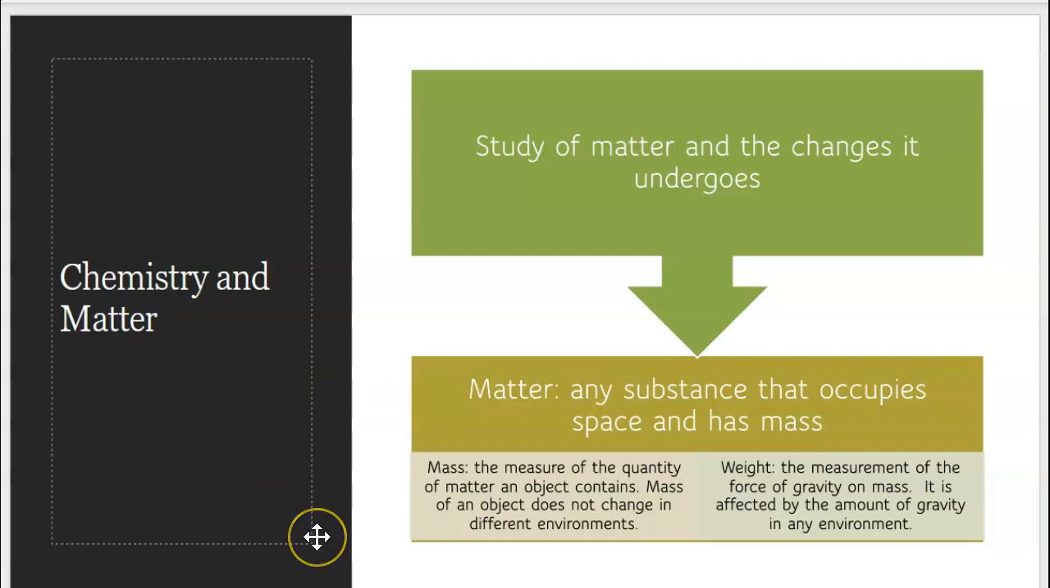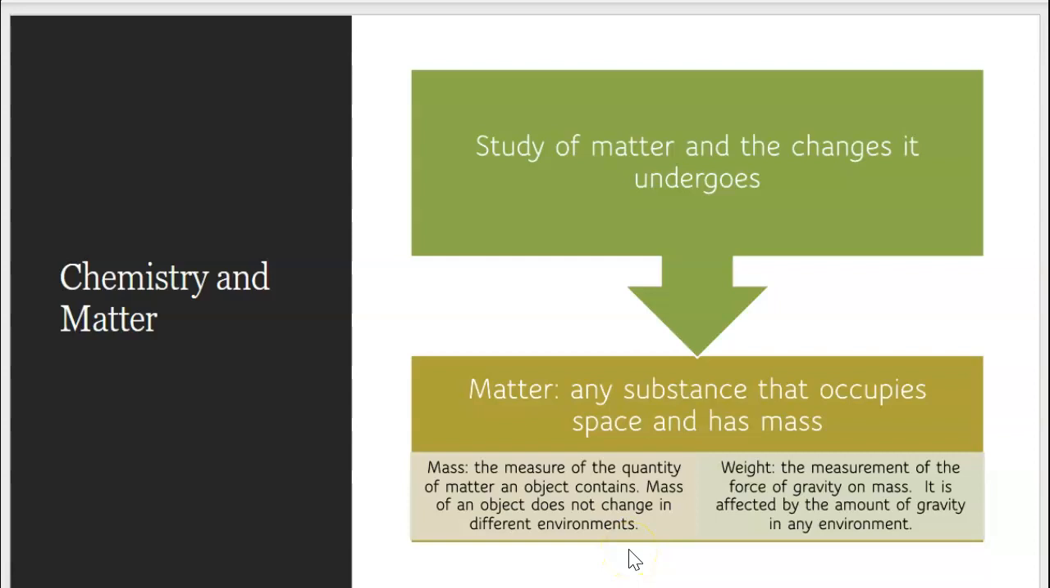So chemistry is the study of matter and the changes that matter can undergo in any kind of chemical reaction. So the question obviously, well, what is matter? So matter by definition is any substance that occupies space and has mass. So occupying space, that's volume. So really when we talk about what matter is, it's anything that has mass and anything that has volume. Mass, by definition, is the measure of the quantity of matter an object contains.